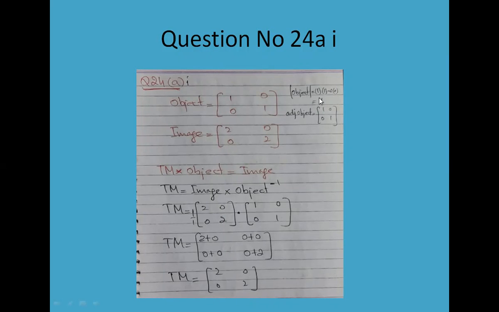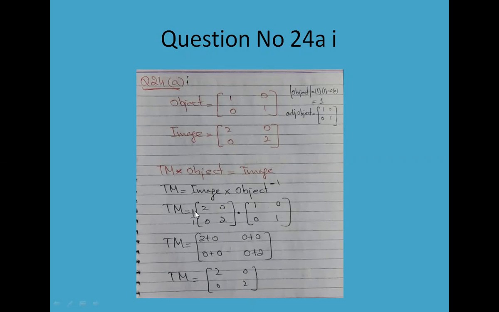So here you see that we are trying to find out the determinant of the object, and that will be 1. Then I will find the adjoint of the object. And you know the inverse formula is 1 by determinant into the adjoint of object. So the transformation matrix will be image multiply object inverse. So we have found the inverse here.